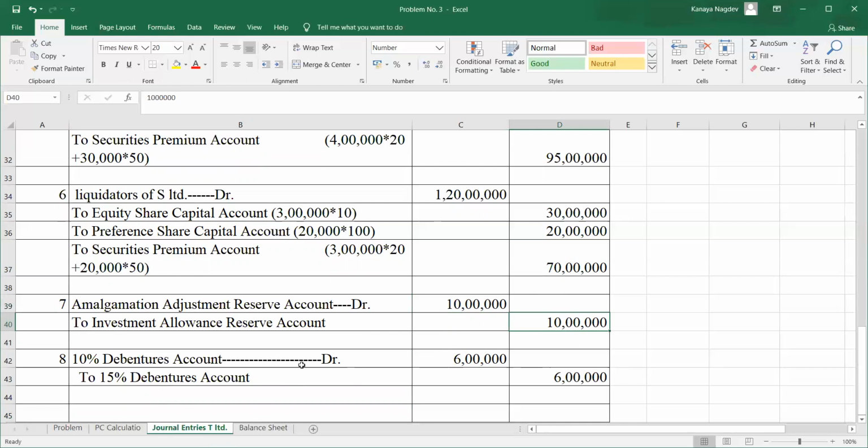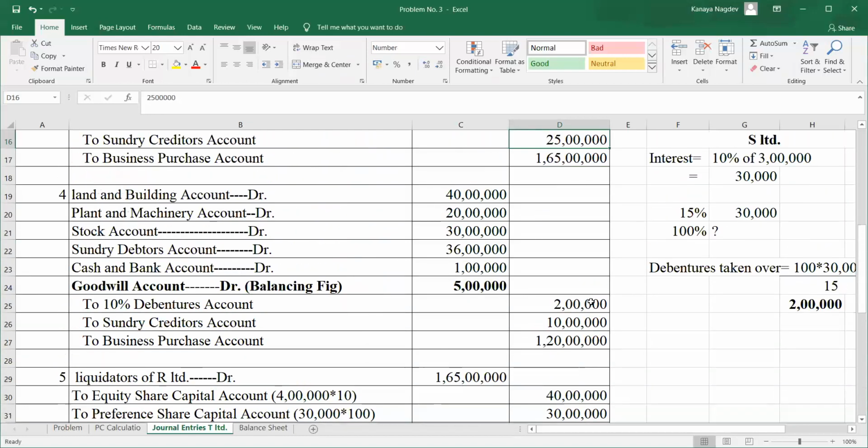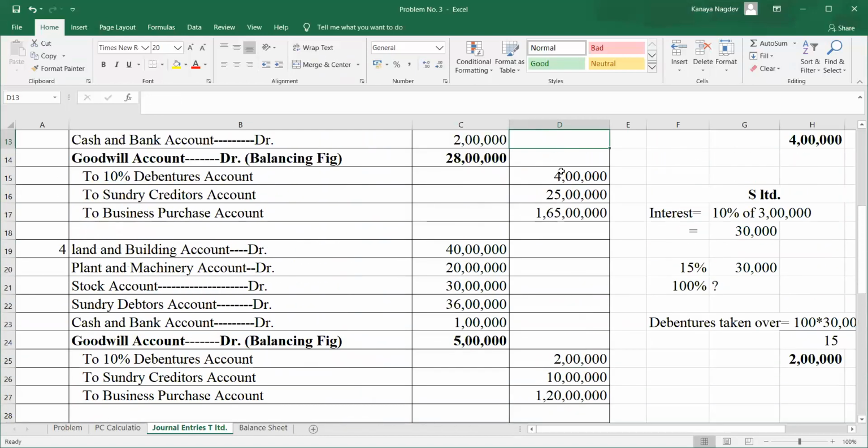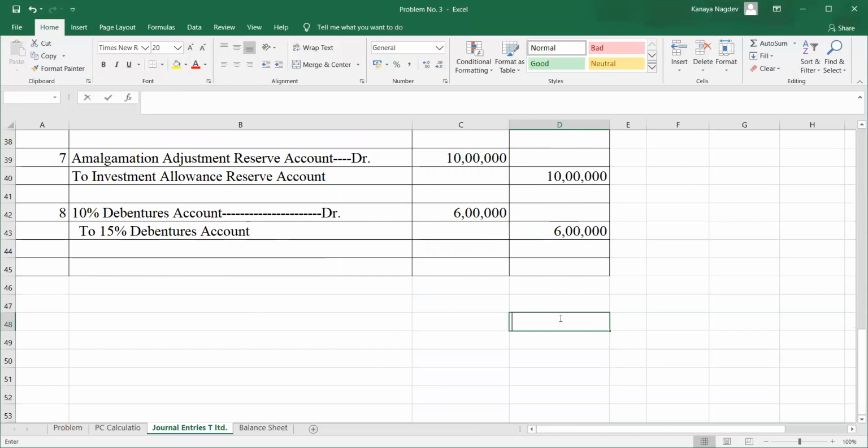Last entry, 10% debentures are converted into 15% debentures. So 10% debentures are no longer our liability. Our liability is 15% debentures. So you just refer to whatever is the taken over amount of debentures in case of both the companies. You can see here 4 lakh and 2 lakh. These together will no longer be the liability. The liability will be 15% debentures. So we are just making the entry for converting 10% debentures into 15% debentures.